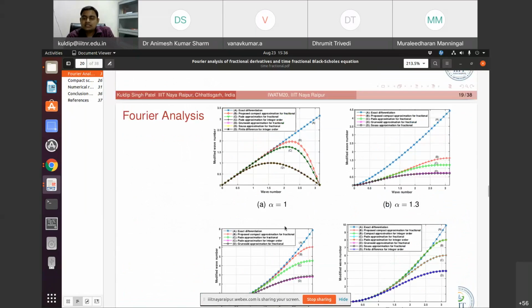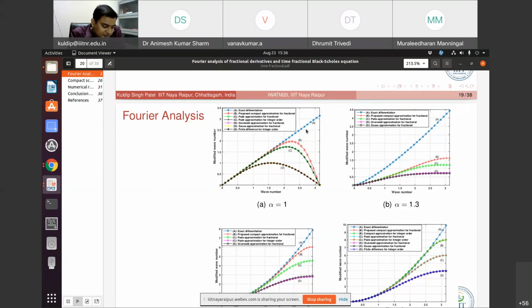I must start from figure number 1a, that is alpha equals to 1. What does alpha equals to 1 mean? The Riemann-Liouville derivative should give you the first derivative. The exact differentiation is the blue line. I believe it is visible. It is visible clearly, yes, sir. Thank you, sir.